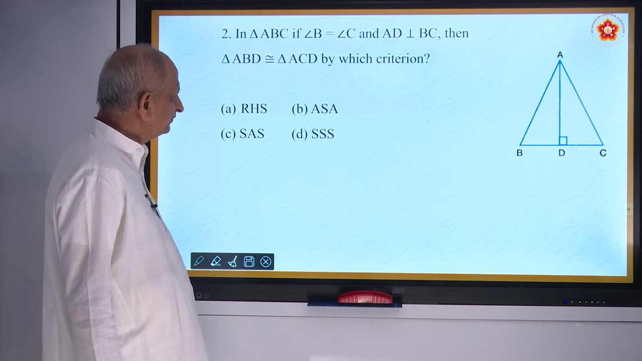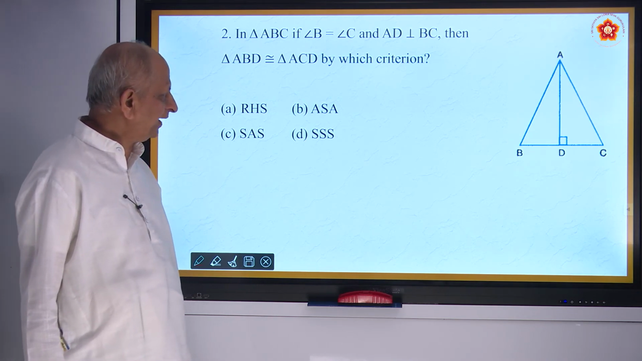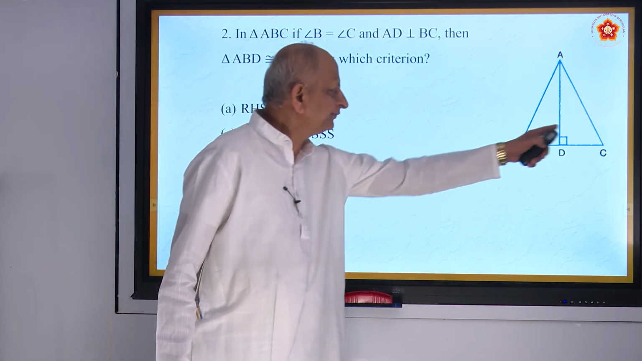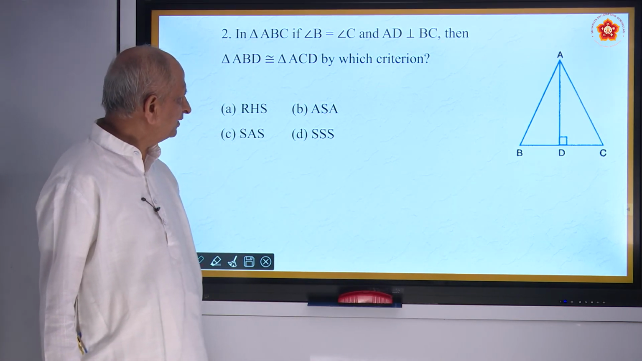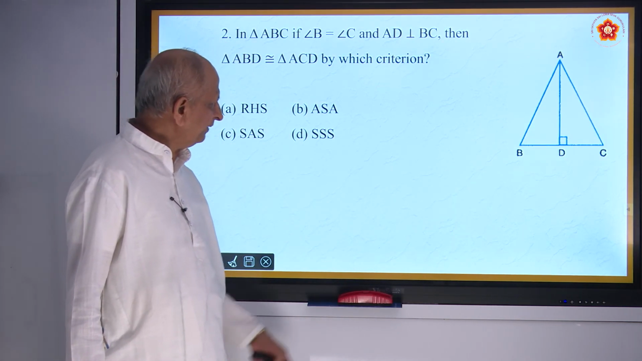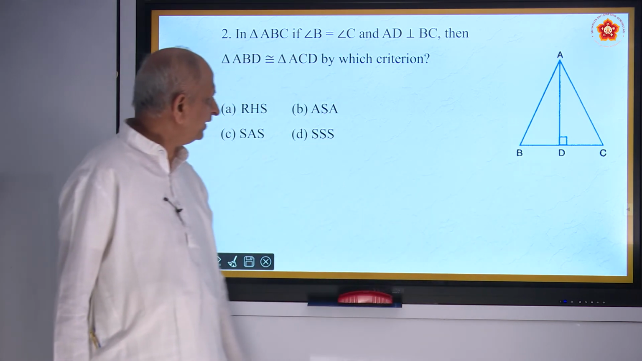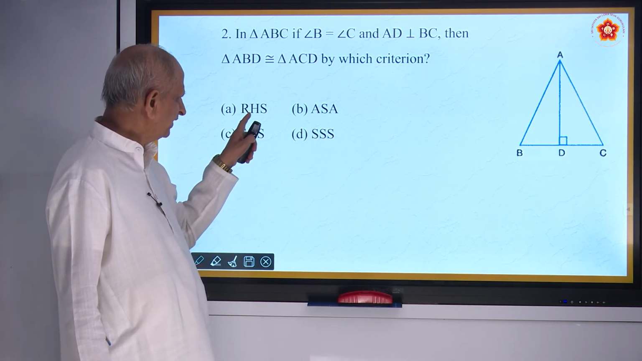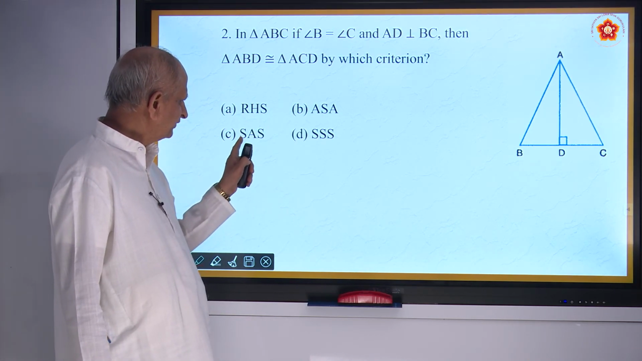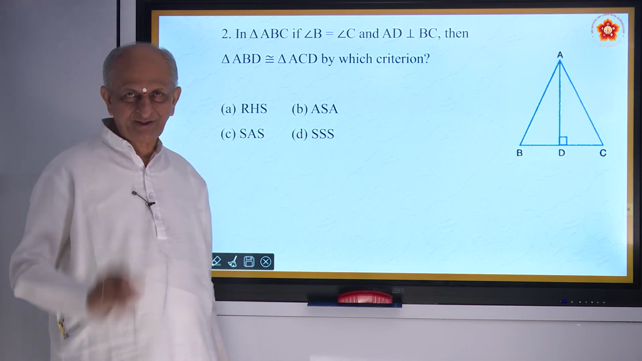Okay, try. Second one. In triangle ABC, if angle B is equal to angle C and AD perpendicular to BC, then triangle ABD will be congruent to triangle ADC. By which criteria? RHS, ASA, SAS, SSS. So only multiple choice question.